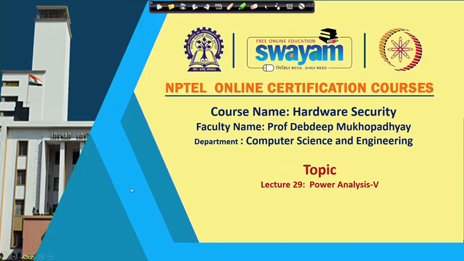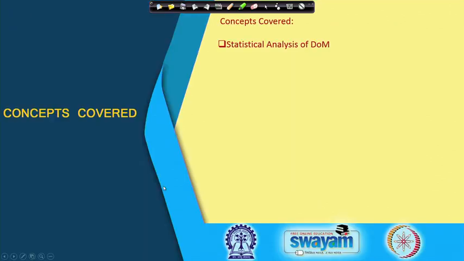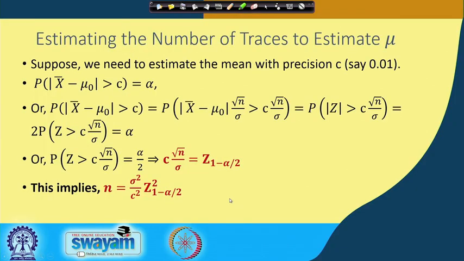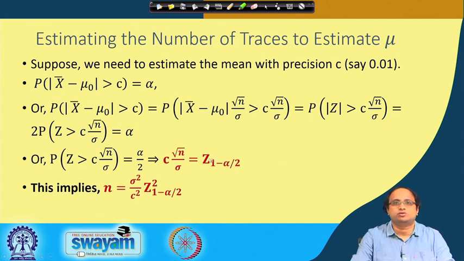So, welcome to this class on hardware security. We shall be continuing and finishing off our discussion on how to guess or estimate the number of power traces to estimate the statistical parameters which are required for a difference of mean attack. Like we were in the last class, we were discussing this equation.